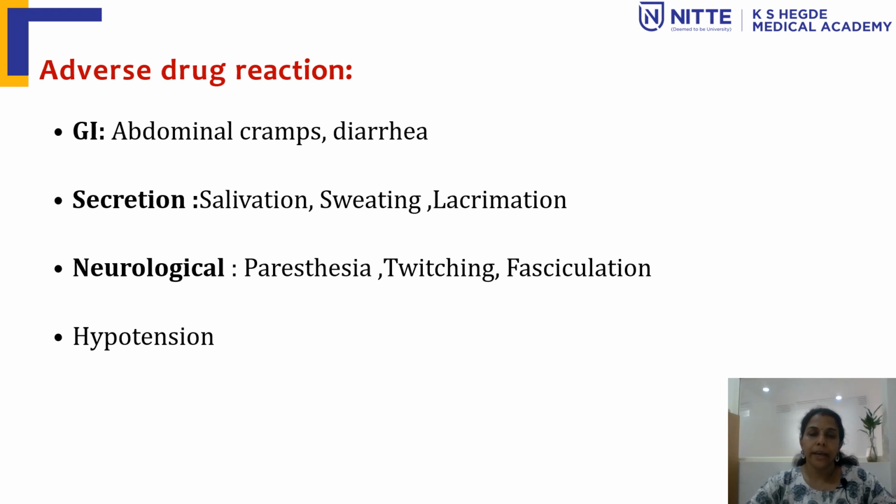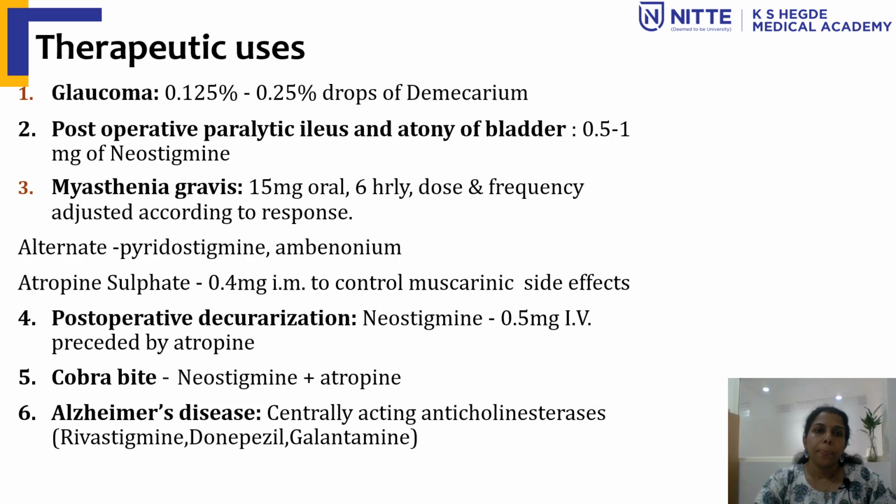Adverse drug reactions with these drugs include abdominal cramps, diarrhea, increased secretions, sometimes even twitching, fasciculations, and hypotension. So these are the therapeutic uses of anticholinesterases in general.